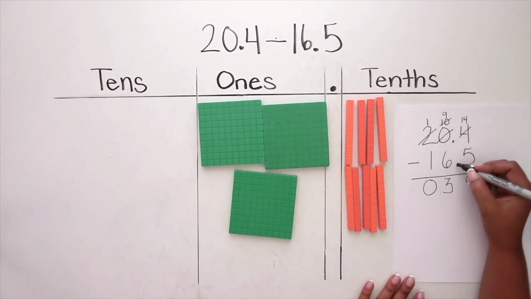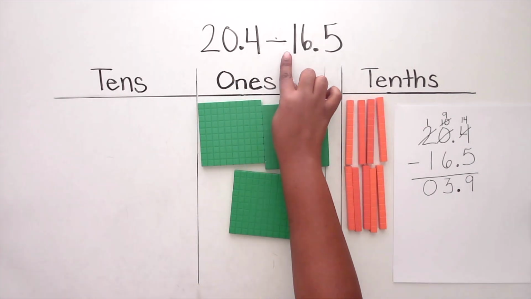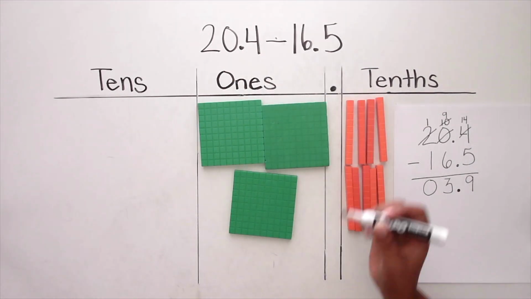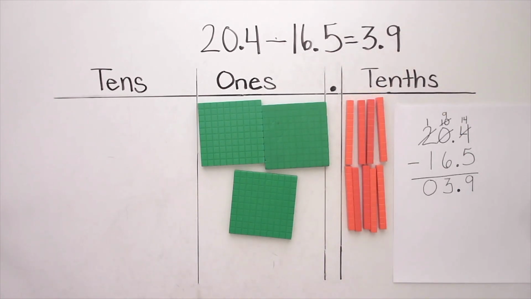The result is 3 and 9 tenths. So 20 and 4/10 minus 16 and 5/10 equals 3 and 9/10.